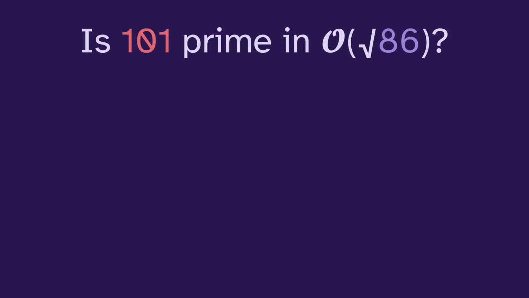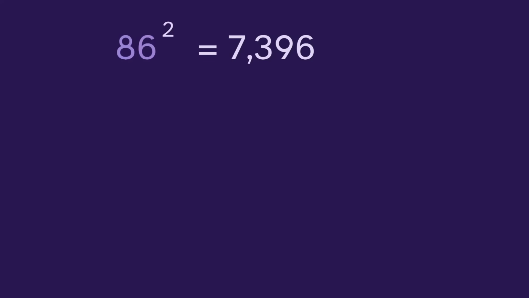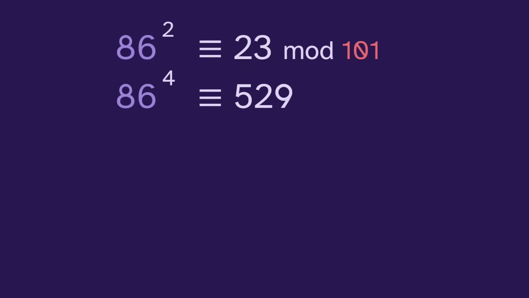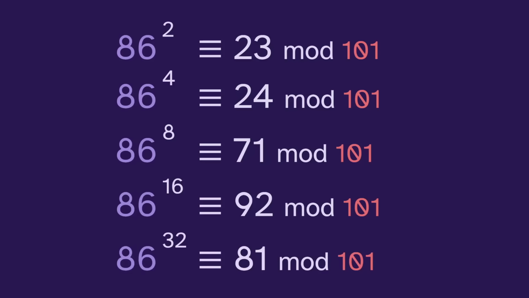And that was pretty straightforward, but we may need more computation. For example, is 101 prime in O root 86? Here, we want to take 86 to the 101 minus 1 over 2, which is 86 to the 50, which is significantly larger than 86 squared. But luckily, we can take a shortcut. We just care about the result mod 101, so we can reduce 86 squared to 23 mod 101. And then instead of repeatedly multiplying by 86, let's just square this. So then we get 86 to the fourth is 529. But then we can reduce that again, and then square it again to get 86 to the eighth, and then reduce it. And then we repeat to get 86 to the 16th and to the 32nd.